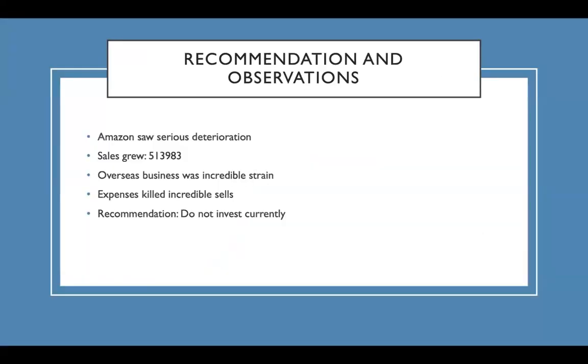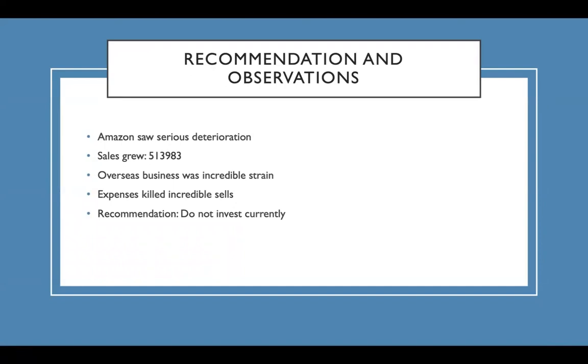But if we take a look at my recommendations and observations, their sales grew to 513,983. That sales growth shows that Amazon is still operating at a high level. That grew from 2022, which grew from 2021. They're still trending in that upward direction. The problem is that they are not gaining any profit from that sales growth because they're not able to keep their expenses down. And something happened in 2022 behind the scenes in Amazon that has made a change.